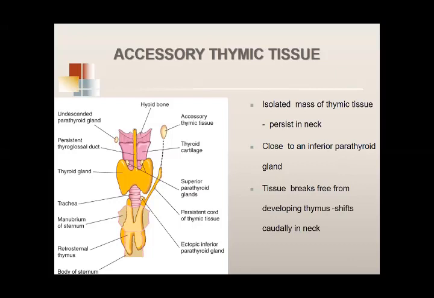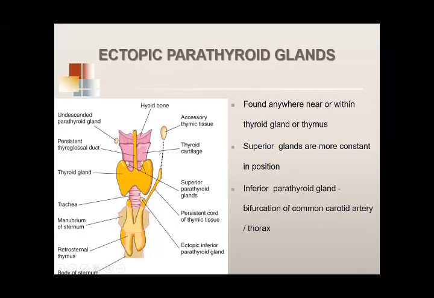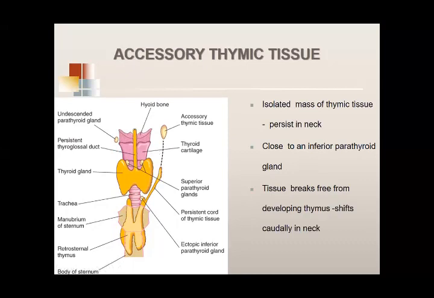Okay. Accessory thymic tissues. Normally the thymus migrates from the neck to lie in the upper part of the thorax. But during its migration, along this tract the tissues of the thymus may break down and part of it may remain inside the neck. So you have isolated masses of thymic tissue present in the neck.